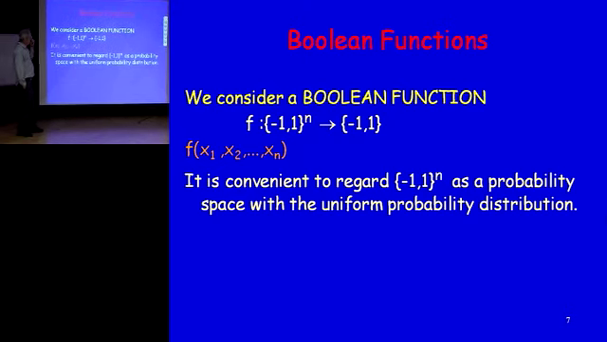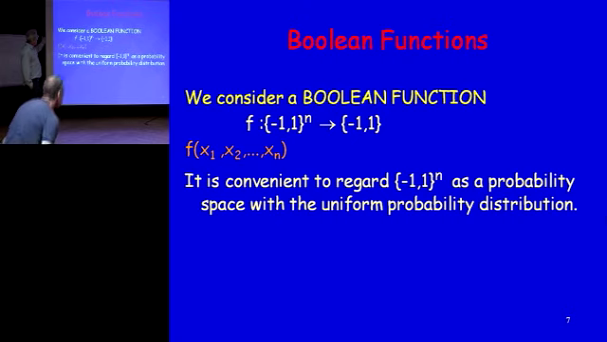So we consider Boolean functions. We have n variables, which are Boolean variables. They have values -1 or 1, and we have the domain. And the function also gets one of the two values, -1 and 1. And we will regard {-1,1}^n, the space of all strings of length n, as a probability space with the uniform probability distribution.